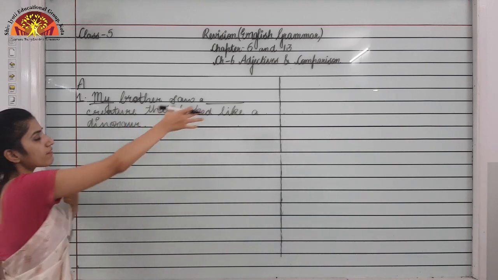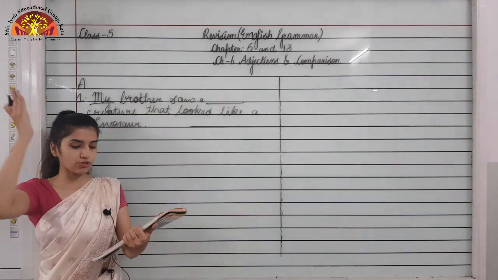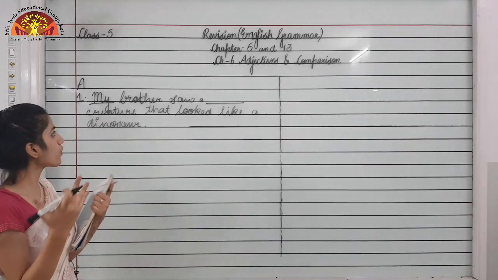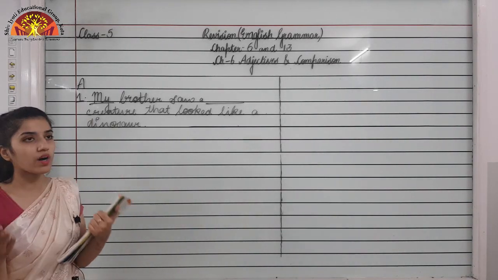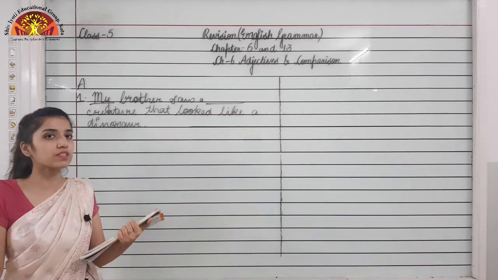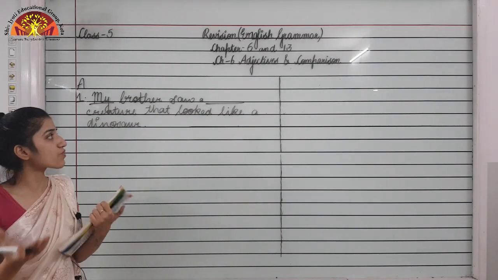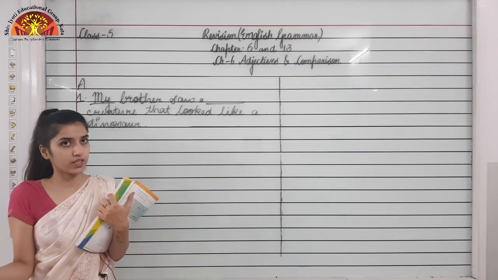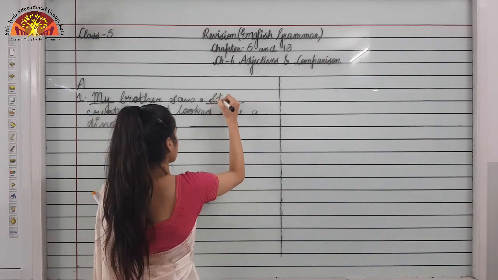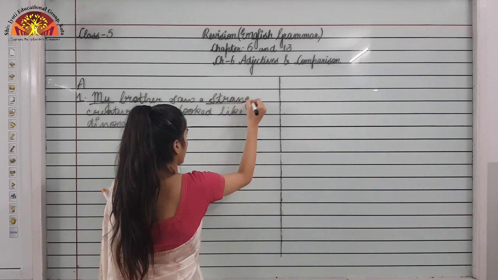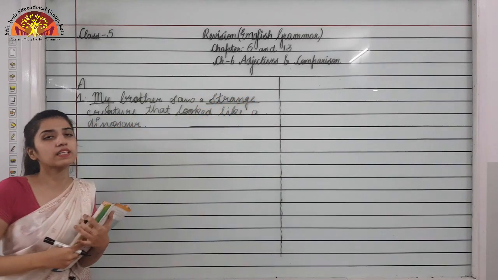We are given two options here, that is strange and familiar. Why would my brother see a familiar creature? Of course, he has seen a strange creature that looked like a dinosaur. So the correct answer would be strange.